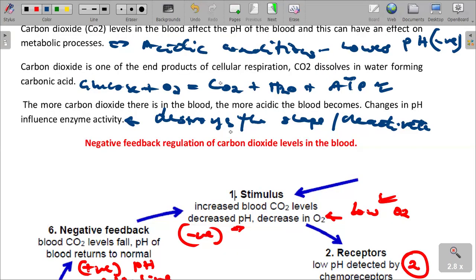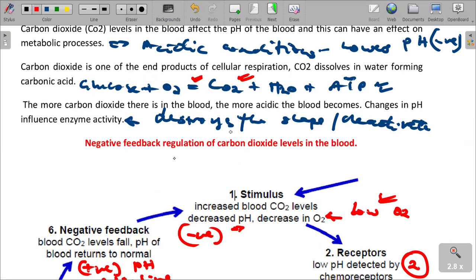Glucose plus oxygen equals carbon dioxide plus water plus ATP energy. So carbon dioxide is an end product of what? It is an end product of cellular respiration. As you can see here, it equals carbon dioxide plus water plus energy. So the more carbon dioxide there is in the blood, the more acidic the blood becomes.